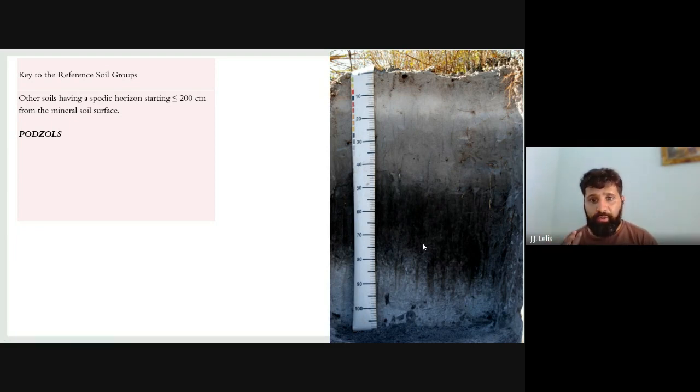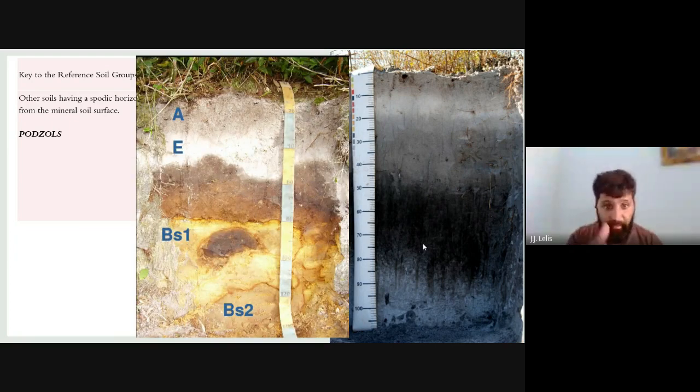A horizon could concentrate organic matter and/or aluminum and iron oxides. Like in this picture, we can easily see the A horizon, the E horizon with this white, light color, and here we have a dark color which concentrates soil organic matter and iron. And here we can see this yellow and light yellow color, which registers the concentration of only, or at least more, iron oxides than organic matter, and the color is just yellow.